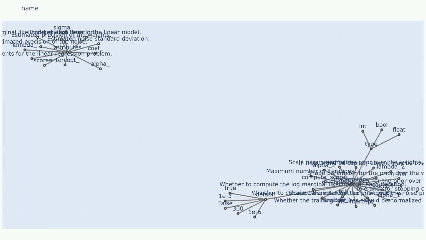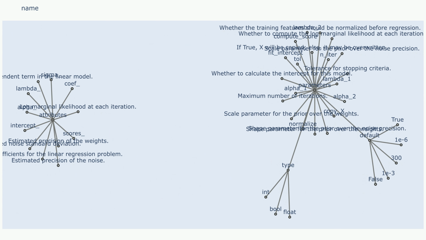normalize, bool. Default false, specifies whether to normalize the training features before regression. Normalization can improve the numerical stability of the optimization process and lead to better performance. copy_X, bool. Default true, indicates whether to copy the input features X or overwrite them during processing. This can affect memory usage and performance.